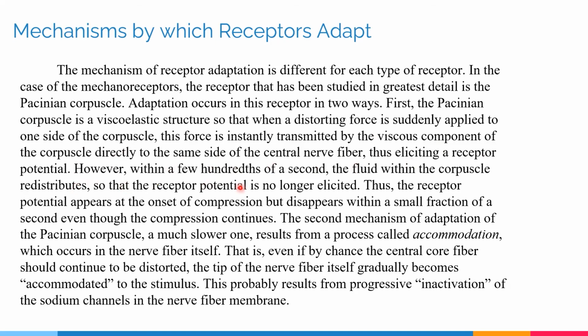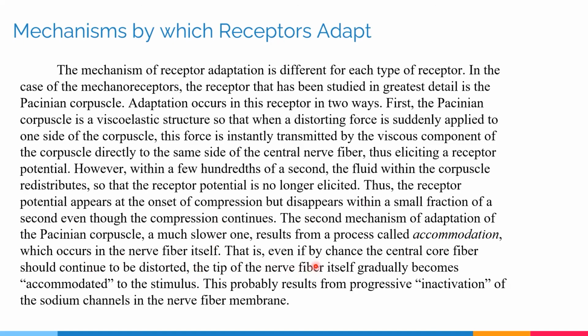However, within a few hundredths of a second, the fluid within the corpuscle redistributes so that the receptor potential is no longer elicited. Thus, the receptor potential appears at the onset of compression but disappears within a fraction of a second, even though the compression continues. The second mechanism of adaptation of the Pacinian corpuscle, which is a much slower one, results from a process called accommodation, which occurs in the nerve fiber itself.